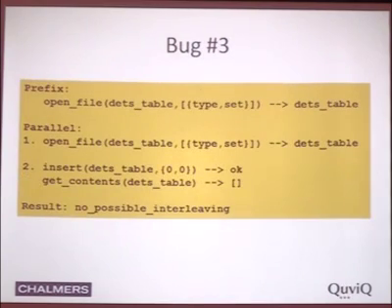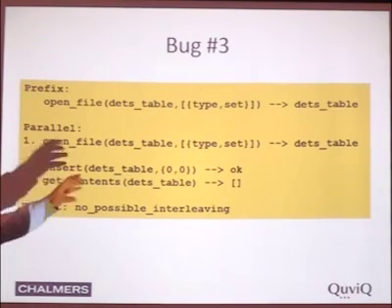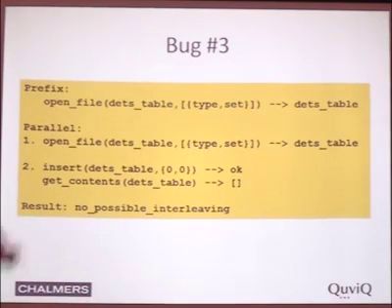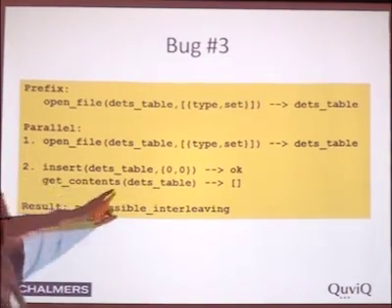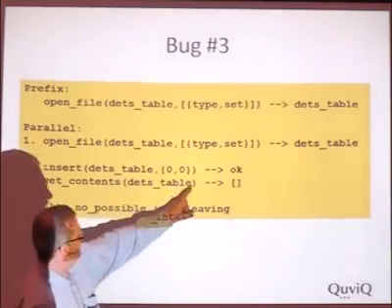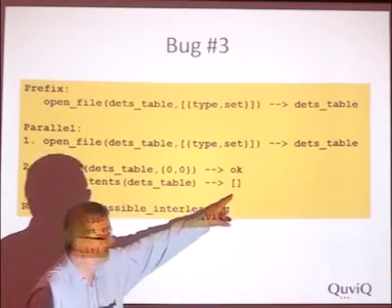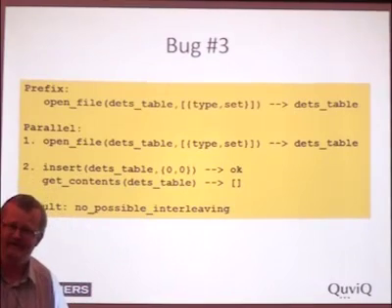And so I found this one. Here, we open the file, and then in parallel, we open the file again. You're allowed to do that. Multiple processes can open the same dets table at the same time, no problem. At the same time, there's a sequential process running, which inserts a tuple, 0, 0, and then gets the entire contents of the table. Here are all the tuples of the table. The empty list. But I just put 0, 0 in there. What happened to it?